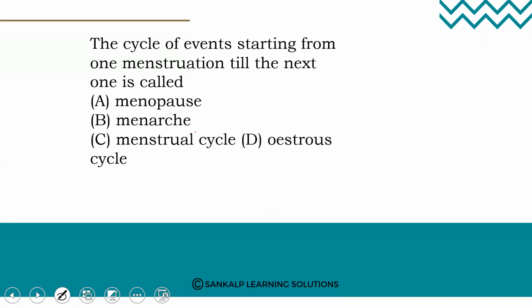The cycle of events starting from the first menstruation till the next one is called. Who is going to answer this first?